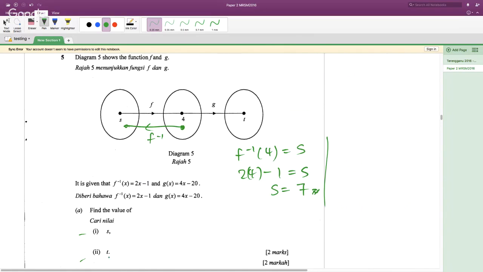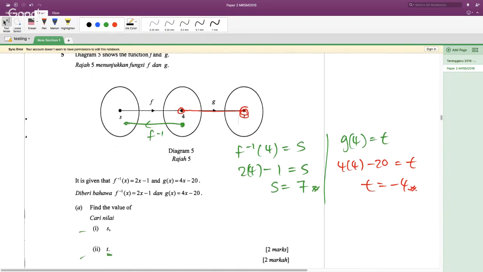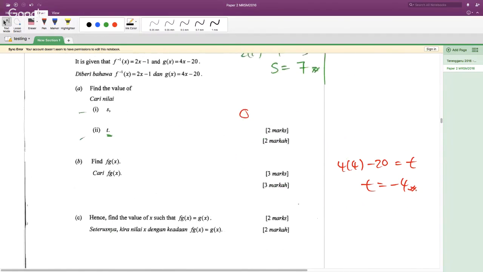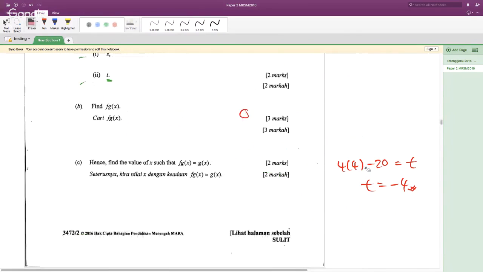All right, then T. I know T is over G here. So G of 4 equals T because it's going in this direction, isn't it? G of 4 will go to T. You should understand how to read this diagram. So gx is 4x minus 20, so 4 minus 20 equals T. T is just negative 4. Just 1 mark for each, so it shouldn't be any issue here.